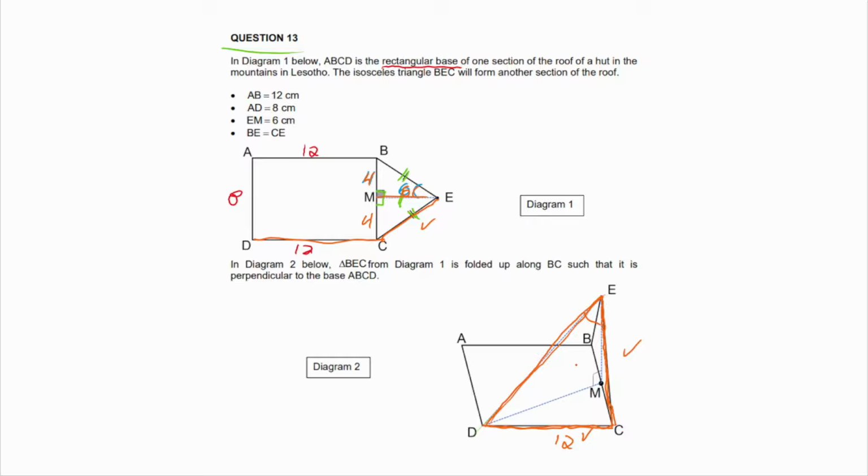It's a bit tough to find ED, but I can look in this dotted triangle that they gave me. If I look in the dotted triangle that they give us, remember I'm trying to find DE, this distance. I can find DM quite easy, because DM is this thing over here. So I have this as 12, I have this as 4, so I can find DM. I know the distance EM is 6, right? So then I can find DE by Pythag.